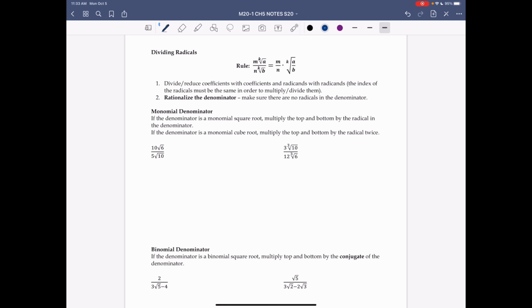For a monomial denominator, if the denominator is a monomial square root, multiply the top and bottom by the radical in the denominator to rationalize the denominator. If the denominator is a monomial cube root, multiply the top and bottom by the radical twice.